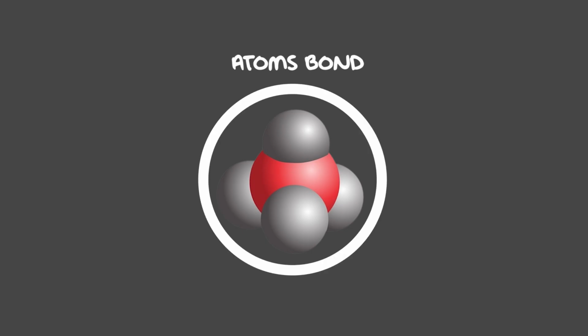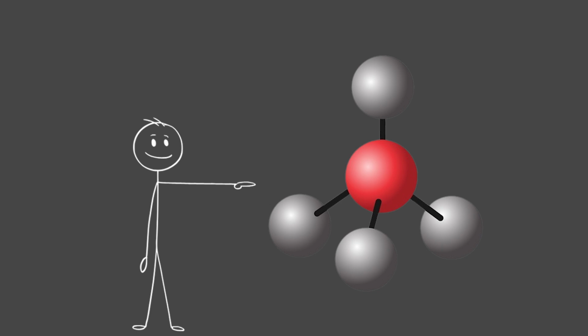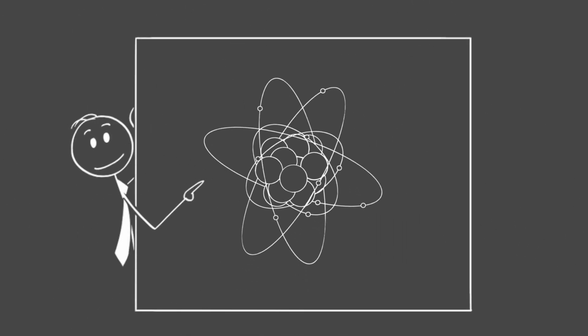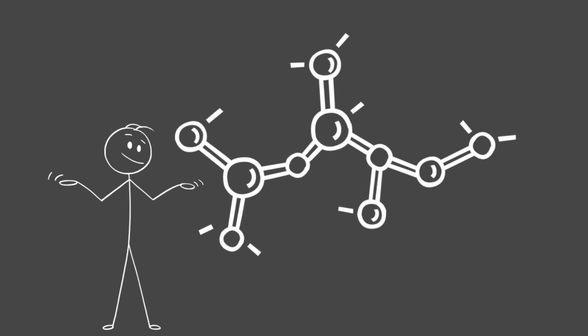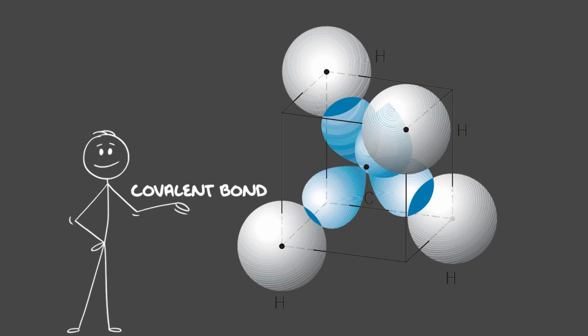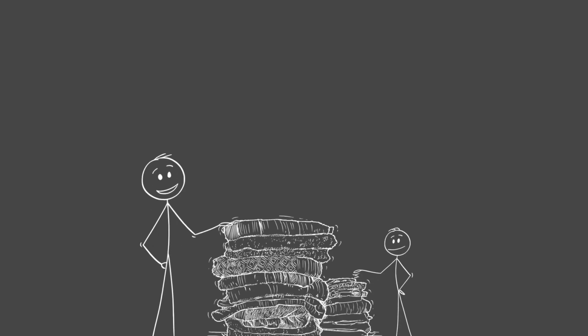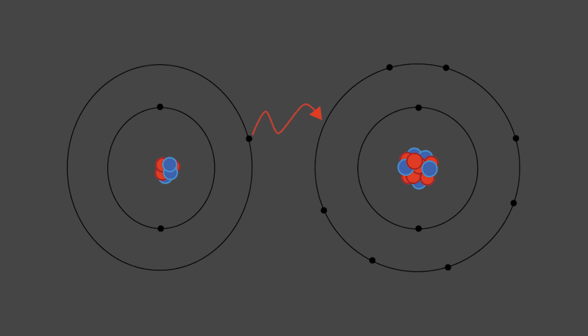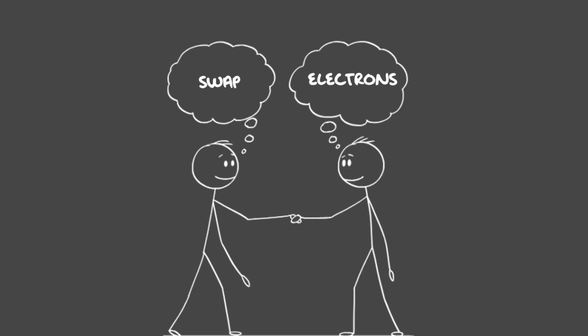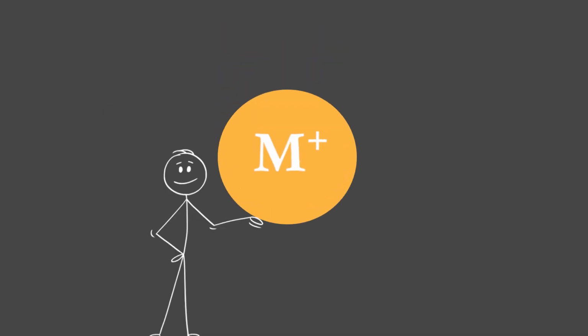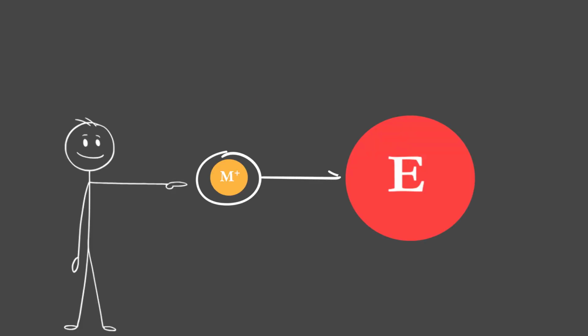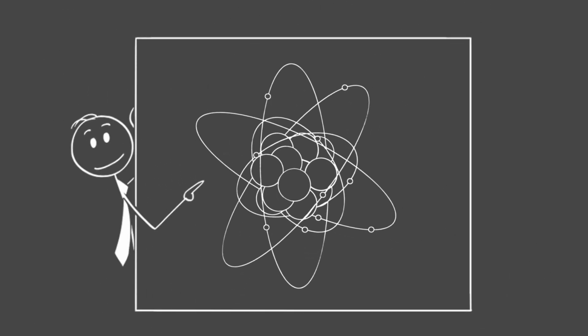Atoms bond because they all want the same thing, a full outer shell of electrons. This is the ultimate goal, the perfect balance. They bond in a few different ways to achieve this. First, there's the covalent bond, where atoms share electrons, like 2 people sharing a blanket on a cold night. Then, there's the ionic bond, where one atom gives up an electron, and the other grabs it, making one positively charged and the other negatively charged. It's like a swap meet of electrons. And lastly, metallic bonds, where metal atoms share electrons freely in a giant electron party. They're all about the collective good in a giant atomic dance.